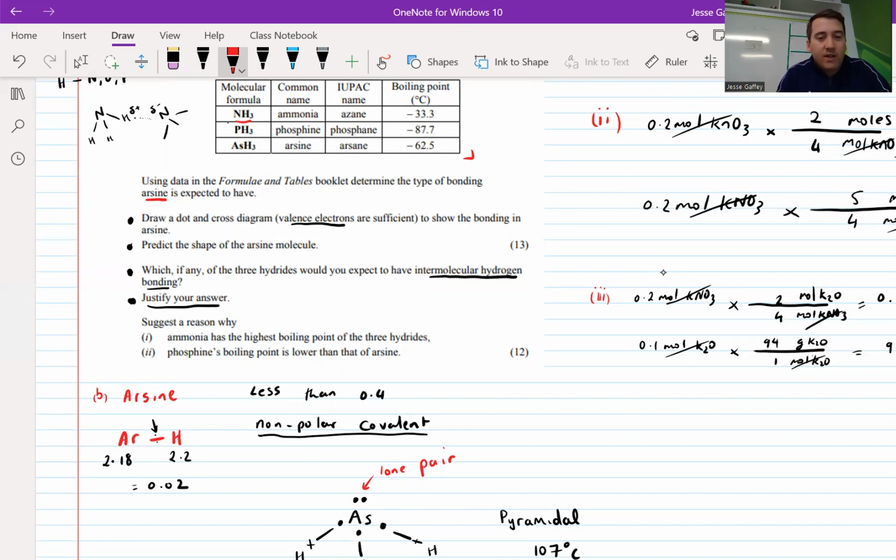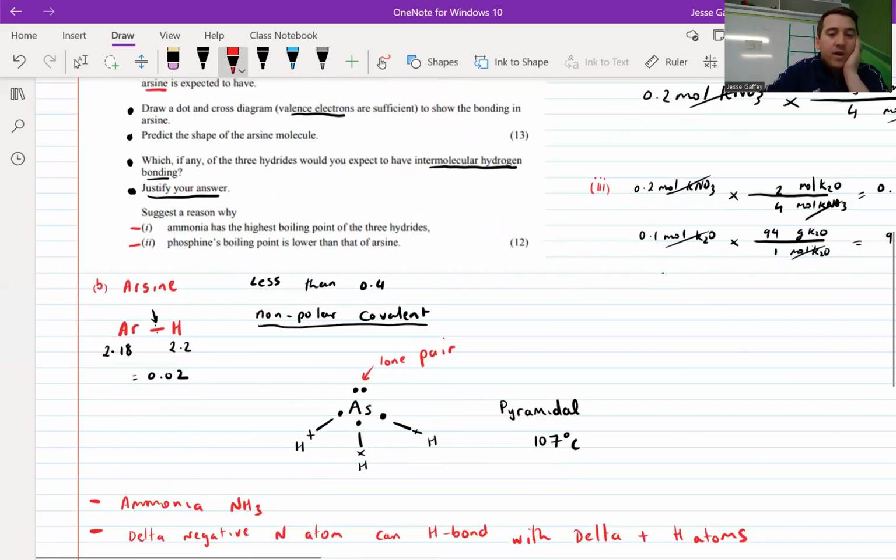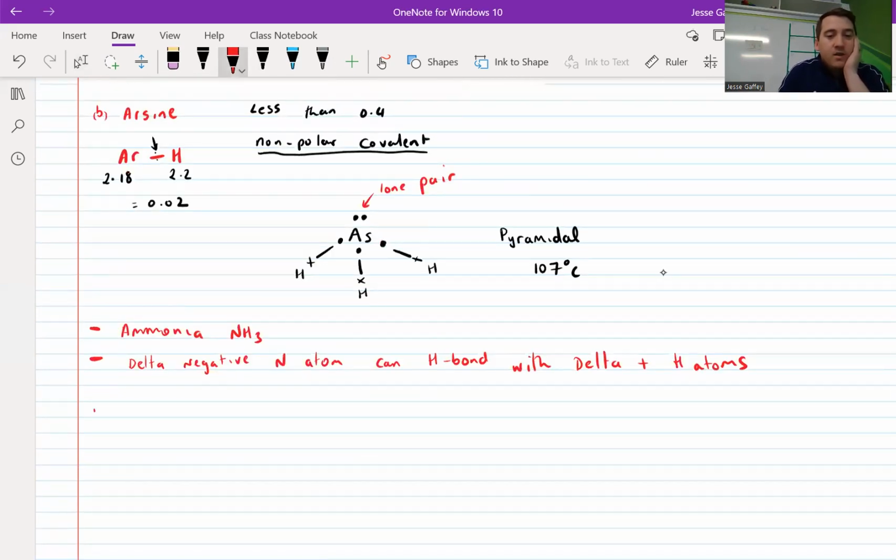Next one: suggest the reason why ammonia has the highest boiling point of the three hydrides, and why is phosphine's boiling point lower than that of arsine. So pause the video and have a go at parts 1 and 2 there. Why is ammonia the highest boiling point? Pause the video. So NH3, highest boiling point.